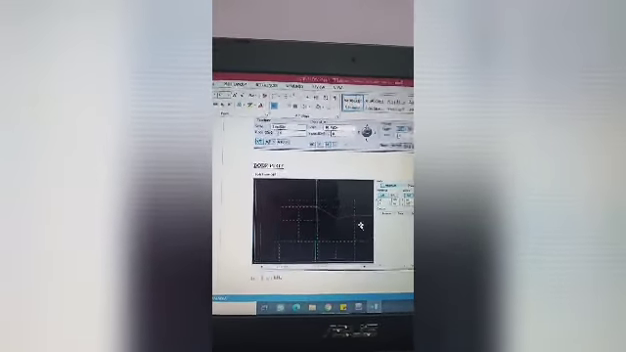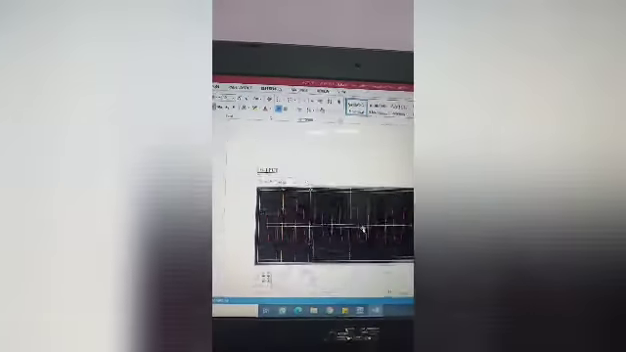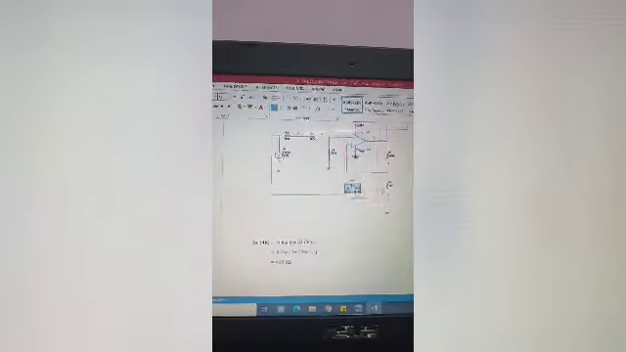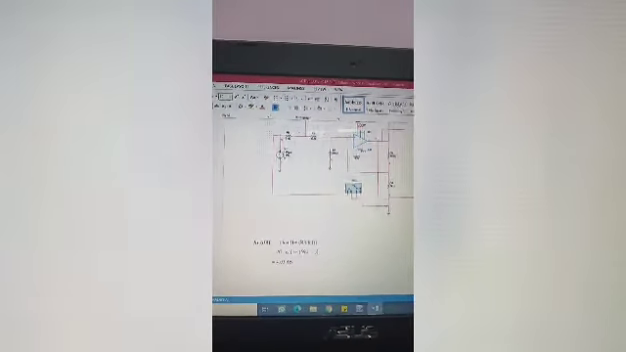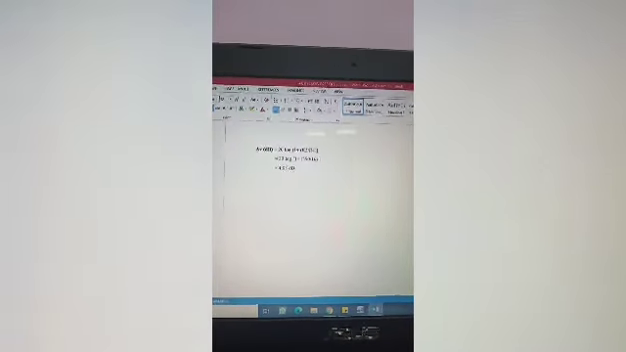We know that for a non-inverting amplifier, the magnitude of voltage gain is obtained from its feedback resistor relative to the input resistor. We can find the voltage gain here, and this is the voltage gain I just mentioned.